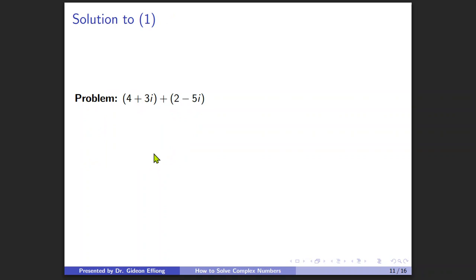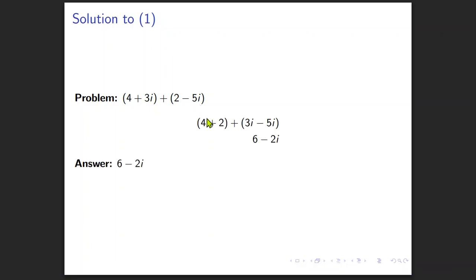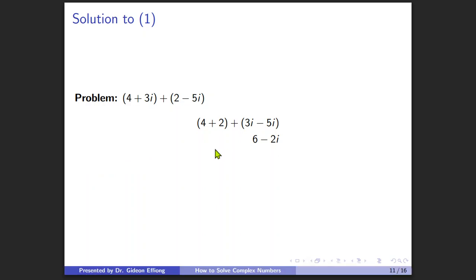Given the problem, 4 plus 3i to add to 2 minus 4i. You will do that component wise. When you do it component wise, you will arrive at 4 plus 2 plus 3i minus 5i. Adding them component wise, that is real part to real part, imaginary part to imaginary part, you will have 6 minus 2i. So 6 minus 2i is the expected answer.